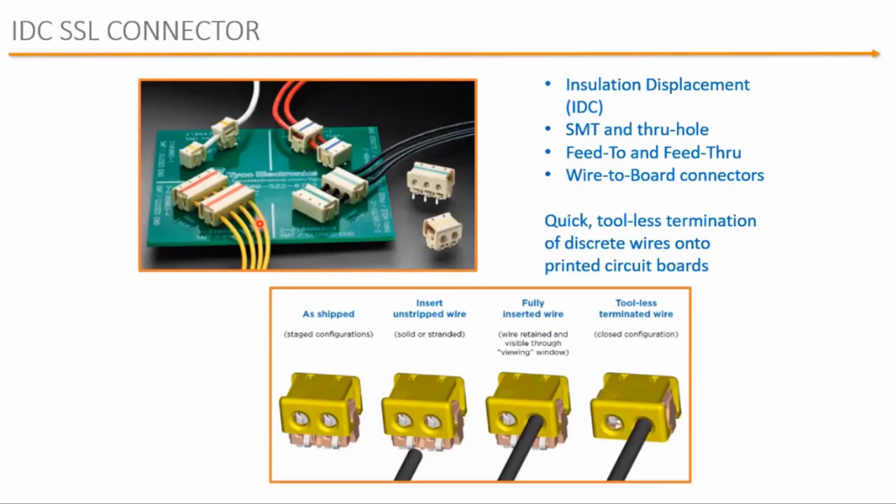The IDC SSL connector is a feed-to and feed-through connector. It uses insulation displacement so you don't have to crimp the wire. It's for quick toolless termination of discrete wires onto a printed circuit board. It's available up to 4 positions at 8 amps. It's color coded to the size of the wire that's going to be used. You just insert the unstripped wire. Once it's inserted, you just close it with a pair of pliers.